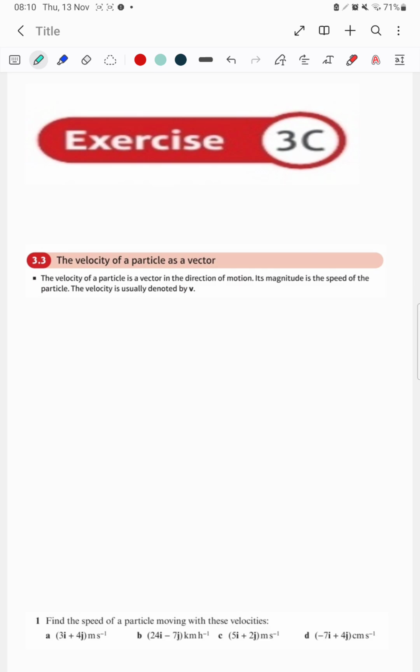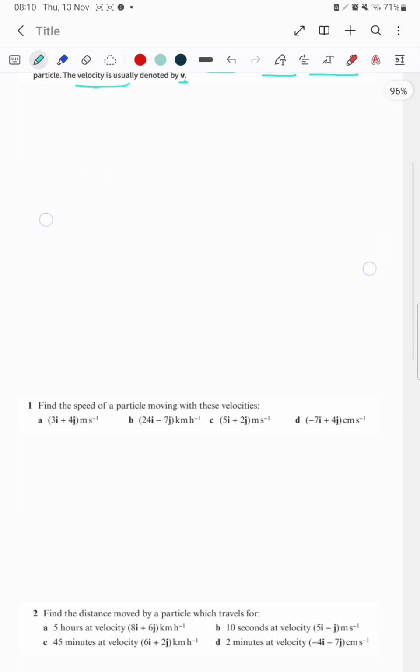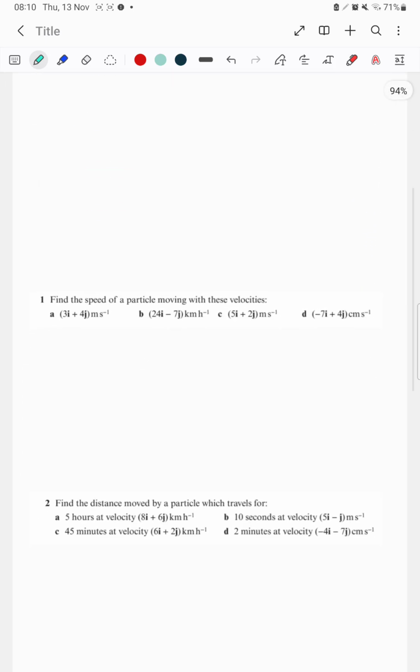Now velocity of a particle is a vector in the direction of motion. The direction of motion of the object is the same as the direction of the velocity. And the magnitude of velocity is basically the speed of the particle, and the velocity is denoted by a vector v. For example, now we have here a question.